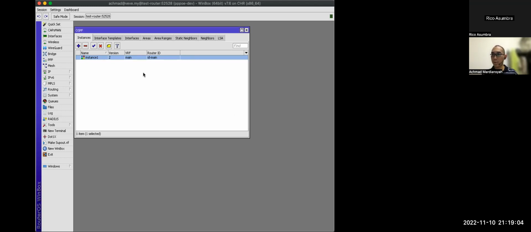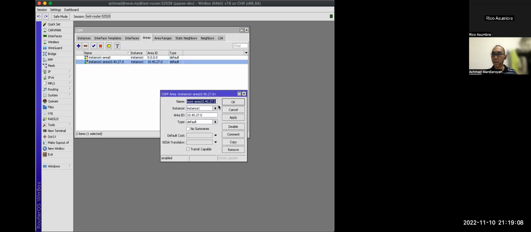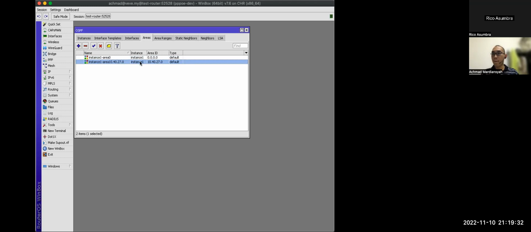This is how you define an area, and then here's the non-area zero. I put area 11, area whatever; it's up to you. But I usually put it like this, to define that this area is for this prefix. All right, so that's all.